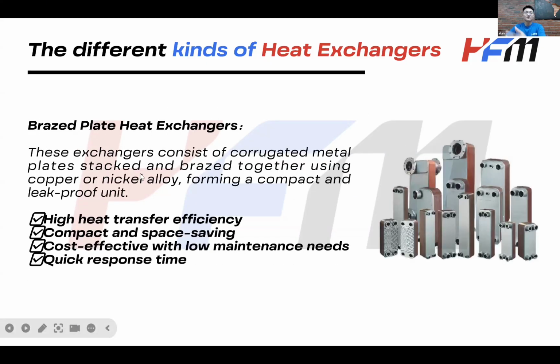Okay, the second one is brazed PHE, and this type of heat exchanger consists of corrugated metal plates stacked and brazed together using copper or nickel alloy. That's why there are no gaskets in this type of PHE. And the advantages of this type of PHE include, first, high efficiency of heat exchange, and it has a compact design, and it is cost effective and has a short response time.